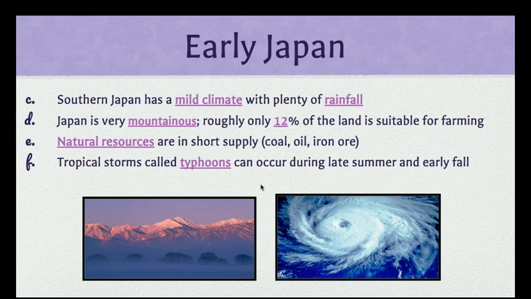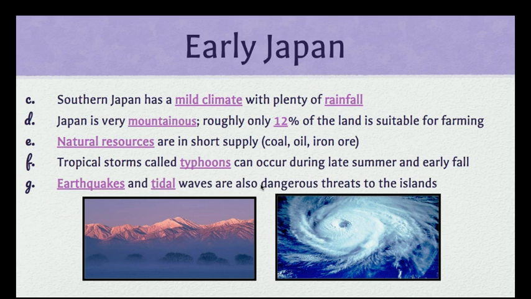Because of its location out in the water, being islands, Japan has to worry about storms in a way that we don't necessarily have to worry about here in the United States. Certainly coastal regions, Florida, Texas, Louisiana, and the Carolinas have had their issues with hurricanes. But the rest of the inland states don't have to worry about that. But the Japanese do. So tropical storms called typhoons, which we call hurricanes in this part of the world, can occur during the late summer and early fall periods. And that can really wreak havoc on some of those islands.